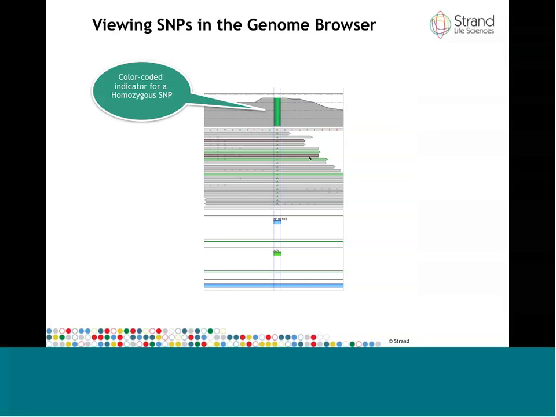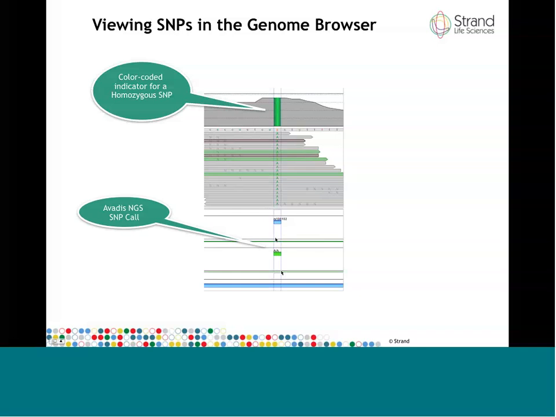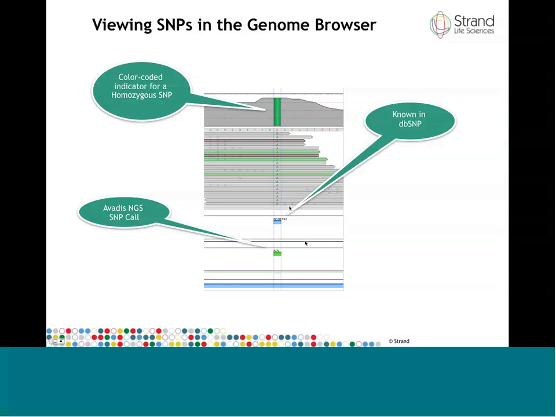In the genome browser, you'll see a color-coded indicator, which is all the same color if it's a homozygous SNP, and if it's heterozygous, you'll see two colors, and you'll see the relative proportions in those colors. And you'll see the actual reads with the aberrant base mentioned below. You'll see the Avadis NGS SNP call. You'll see the dbSNP ID if the SNP is indeed known in dbSNP. If not, then there won't be a dbSNP object in this dbSNP track here.